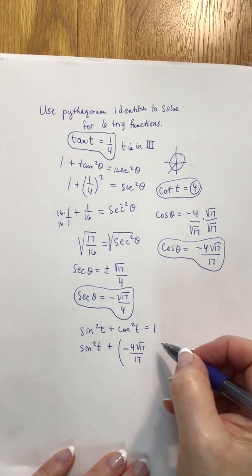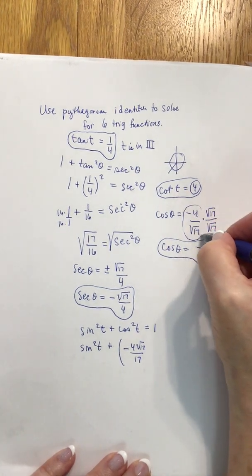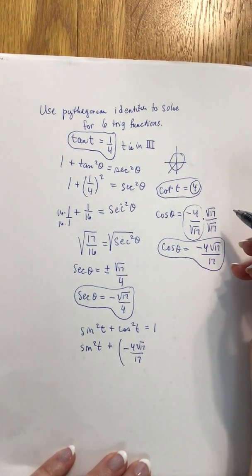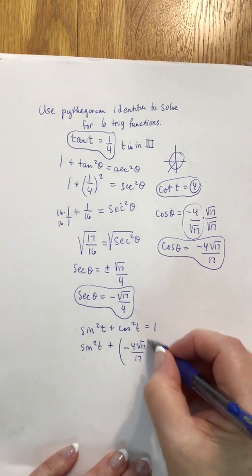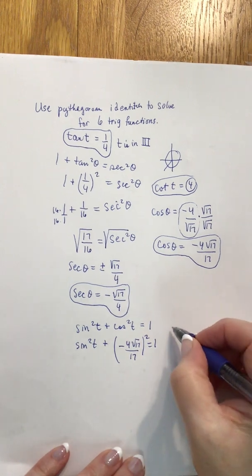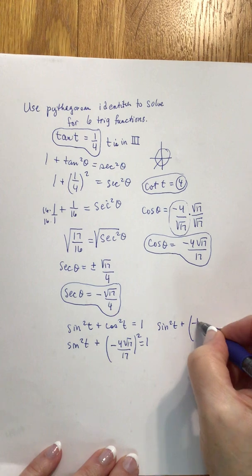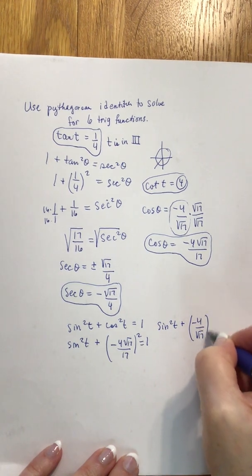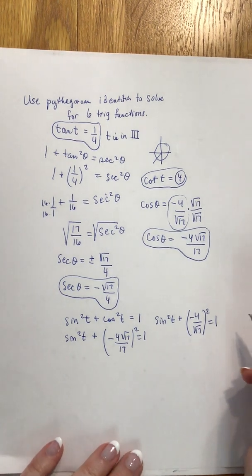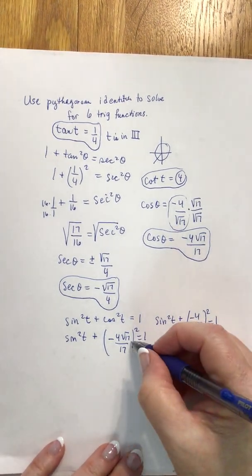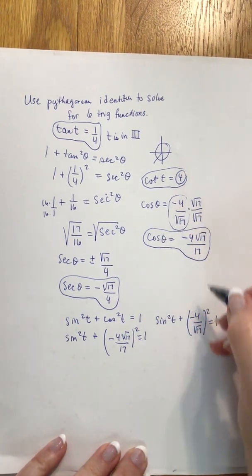Now, if we wanted to, on this one, to make it easier, we could go back before we simplified and use that negative 4 over square root of 17, in which it might actually be easier. So let's go ahead and rewrite this as sine squared t plus negative 4 over square root of 17 squared equals 1. It's just going to be the same answer. It's just this one's going to need a little bit more simplifying. So if we go back before we simplify that, we can still use that one.